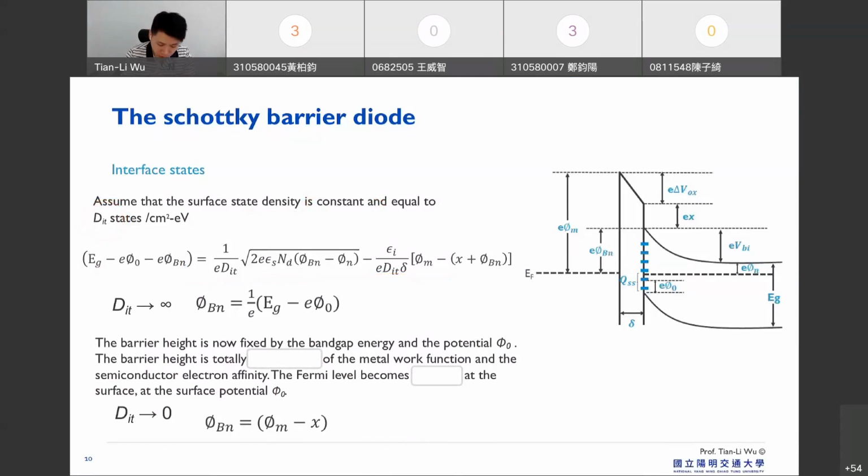But the problem is that if your Dit is very large, approaching infinity, your barrier height is reduced to the equation considered in this way. And then you find out that this is independent of our metal work function and also the electron affinity here. That means the barrier height is now fixed by the band gap energy and the potential phi zero. And then the barrier height is totally independent.